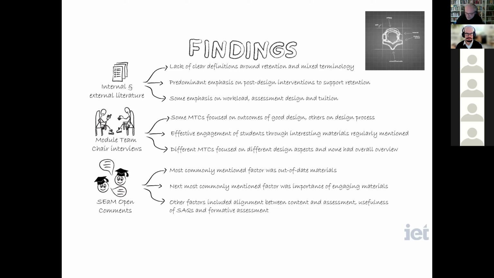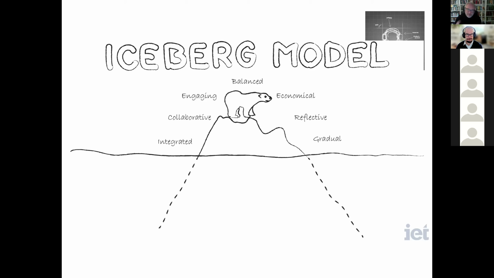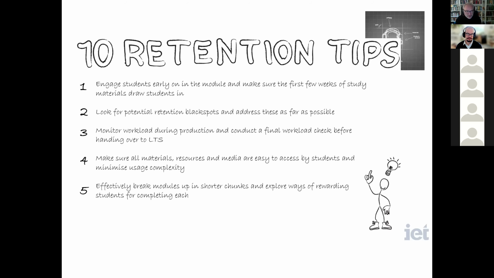So from this, we took away a number of interesting factors. For instance, there's quite a lot of research in the external literature that says students who make social connections are often much more likely to carry on with their studies and not drop out. So giving students some ways to make those social connections, when they haven't got a cafe or a bar to hang out in at a distance, is important. And from this, we developed what we handily called the iceberg model, which has these 7 factors. So good design for retention should be integrated, collaborative, engaging, balanced, economical, reflective, and gradual. I'll just cover each of those.